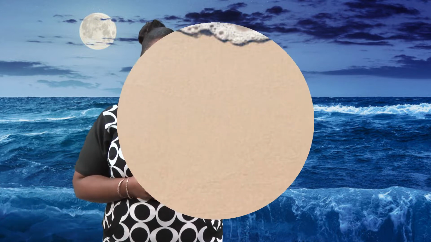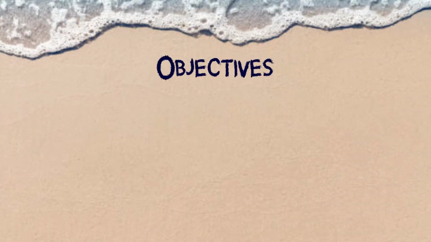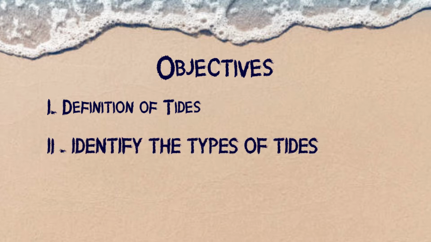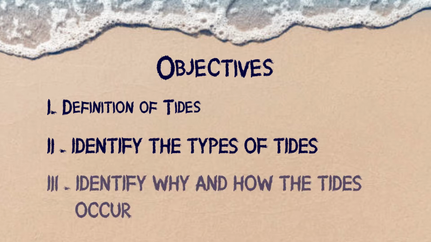I am Miss Martina Archer Semple, and today for our science lesson, we're going to continue to look at tides, how the moon affects the tides. At the end of our lesson today, our objective is to identify what is tide, identify the types of tide, and identify why and how the tides occur.